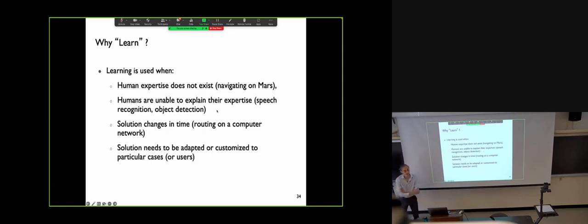Machine learning is also often used when human expertise does not exist. For example, navigating on Mars. We don't know how to do it, even us as humans. Or navigating in a really unknown environment we haven't been in before. Or even when humans are unable to explain their expertise or decisions, like speech recognition, object detection. If we look at an image, we cannot explain how we decide, how we do the processing and identify the objects in that picture. We just do it somehow by magic.